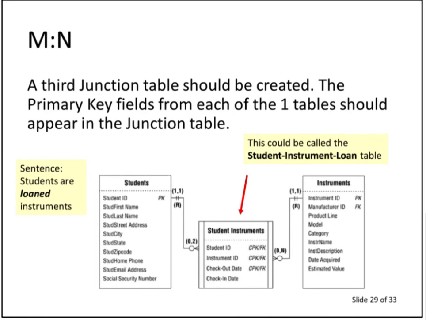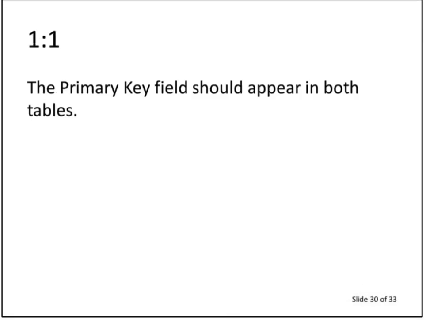So if you look at the crow's feet notation, the many symbol looks like a crow's foot. In this many-to-many relationship, it's one-to-many into the junction table. When you have a many-to-many relationship, you have to create a third junction table, and the relationship between it is one-to-many and one-to-many.